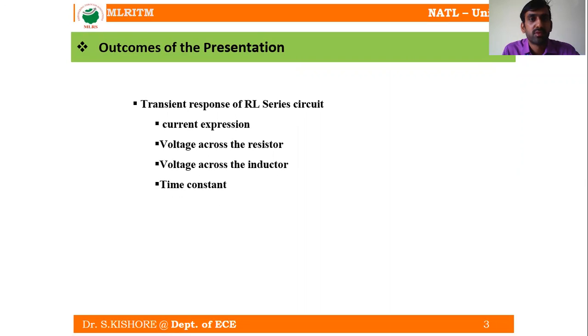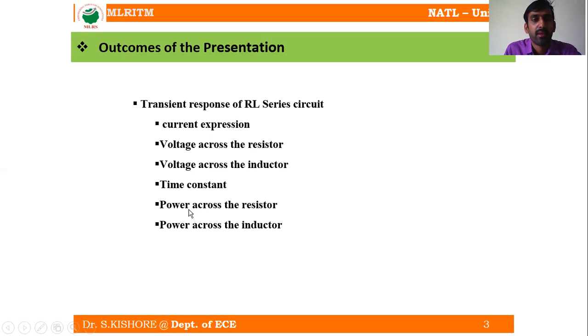The final aim of this presentation is to obtain the transient response of an RL series circuit. In that, we are going to have the transient current expression of an RL series circuit. Along with that, we are going to find the voltage across the resistor and also the voltage across the inductor. And we are going to look into the value of the time constant, and also calculate the power across the resistor and the inductor.